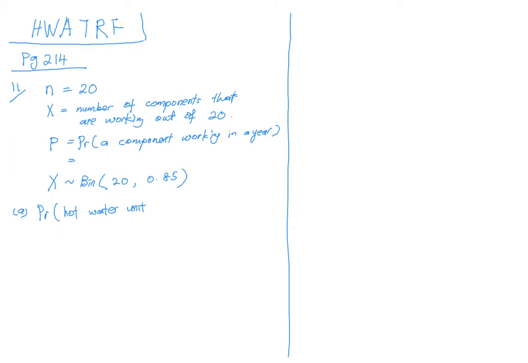So that means it depends on how you define your X. So I can define my X as that one. So in here, I say a component working in a year. So I put 1 minus 0.85. You are right. So I got 0.15. So I'm wrong just now. Okay. So 0.15. Thank you.